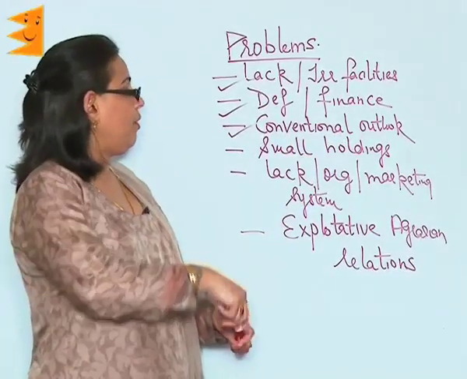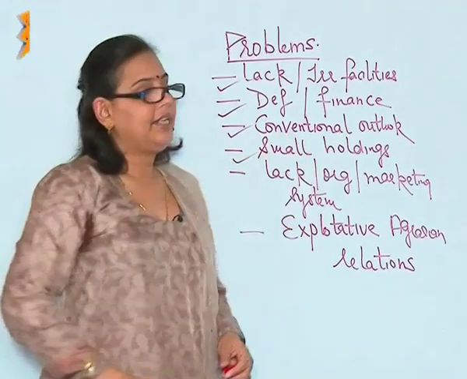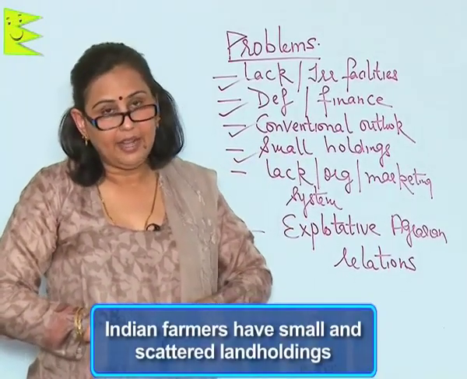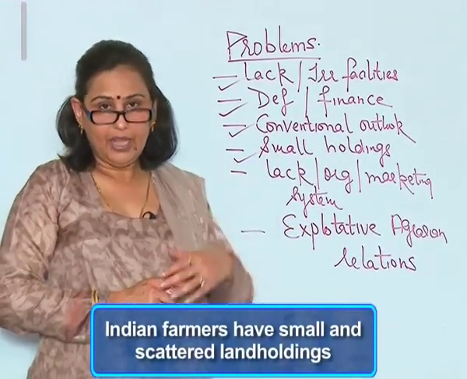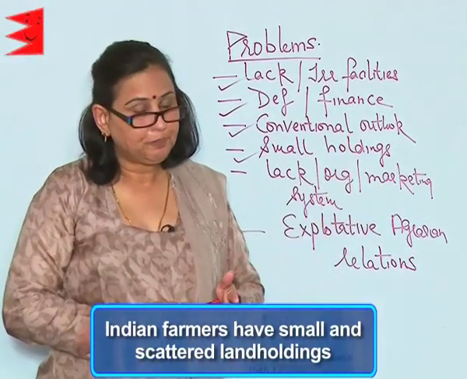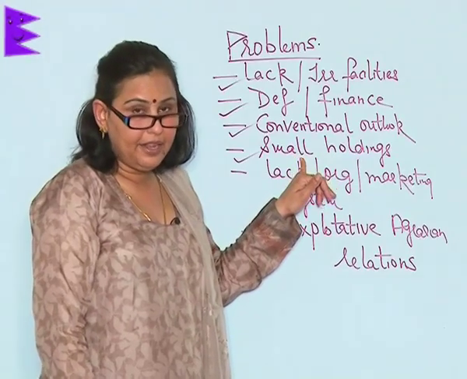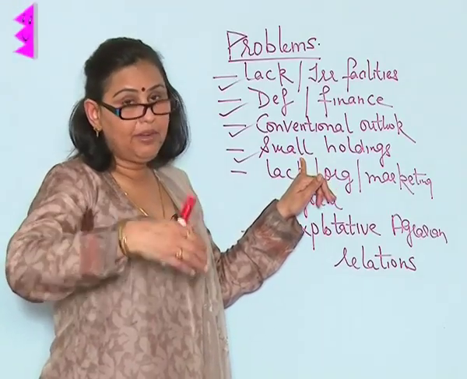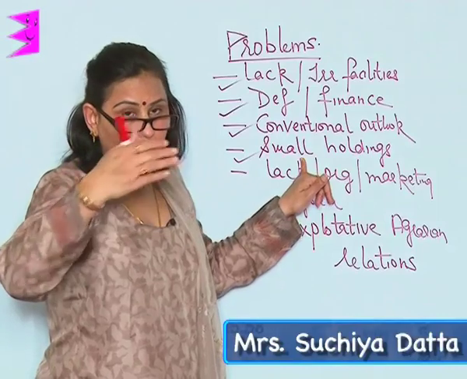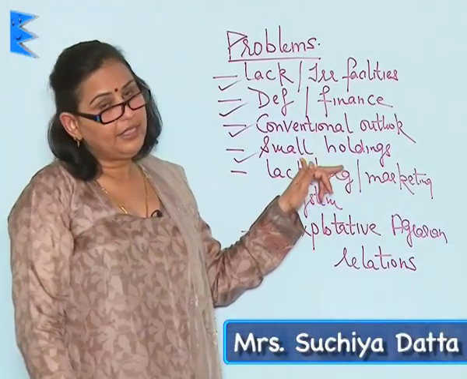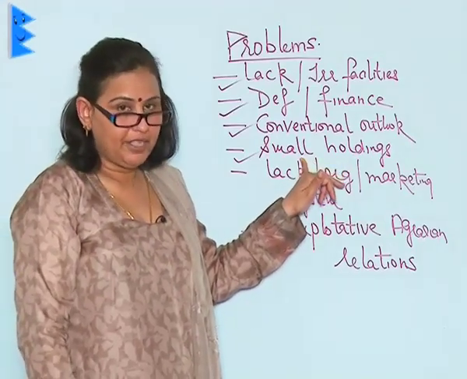The next problem of the Indian farmer is that he has small and scattered land holdings. As we discussed in the features, because of these small and scattered land holdings, the farmer is not able to get the required output and thus he remains poor every time.